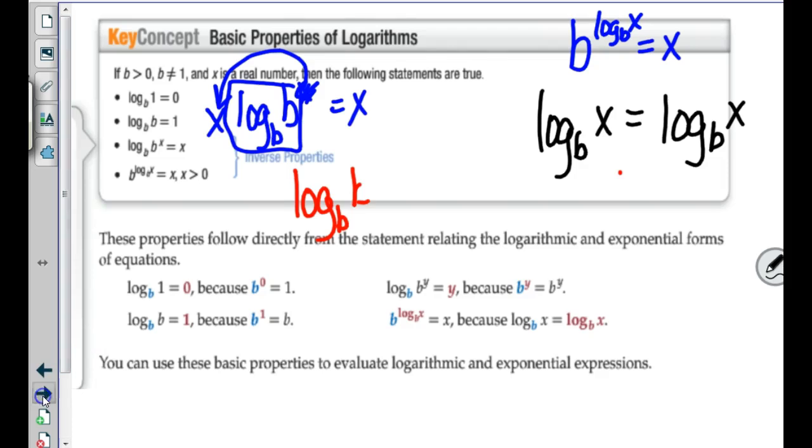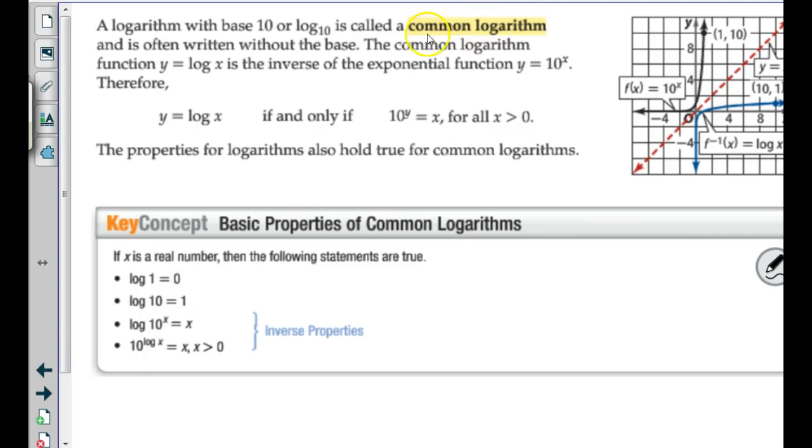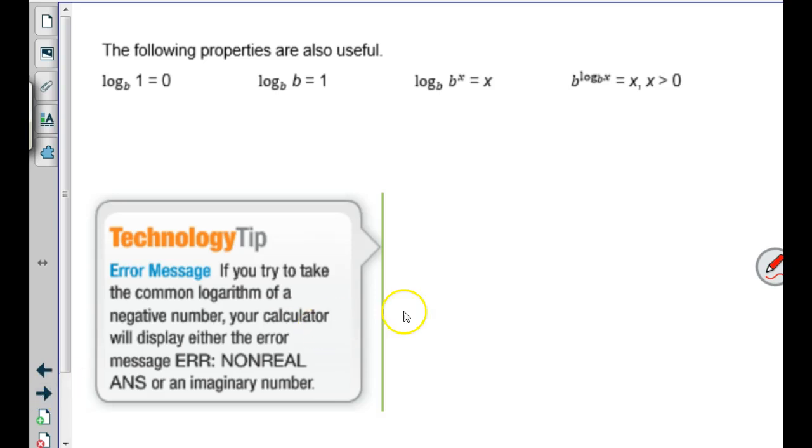All right. Moving on. All of these properties are true for common logs. Common logs means base 10. Natural log means base e. Anytime you see plain old log, what's the base? 10. And anytime you see ln, it's really the same as log base e. It just has its own abbreviation, okay? We just went through these.